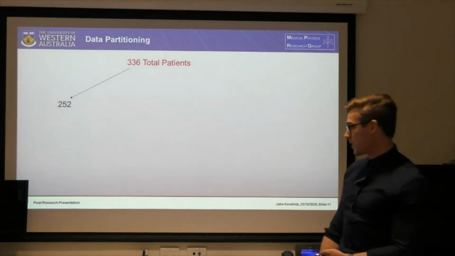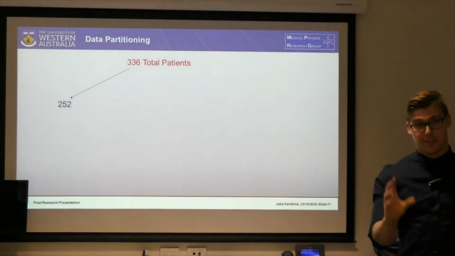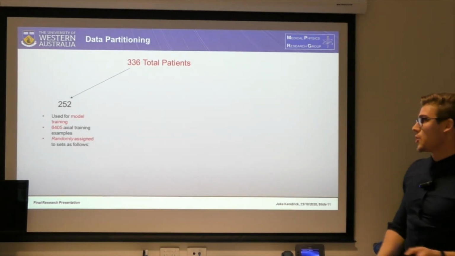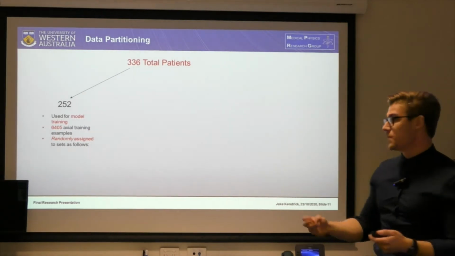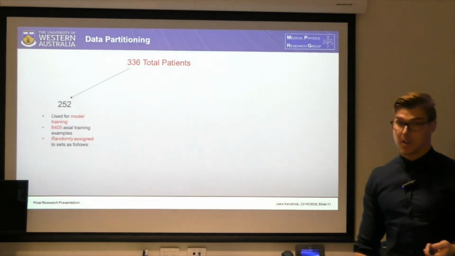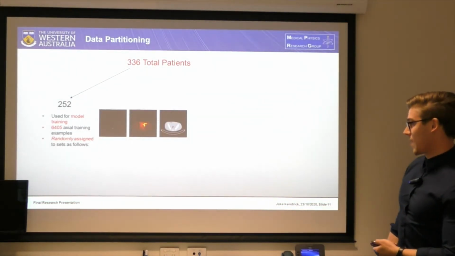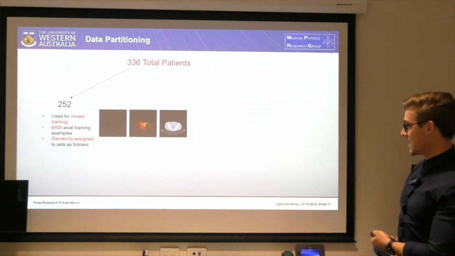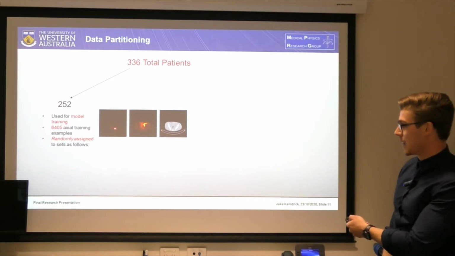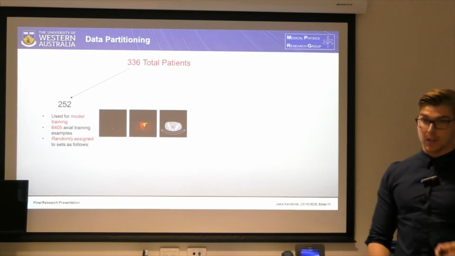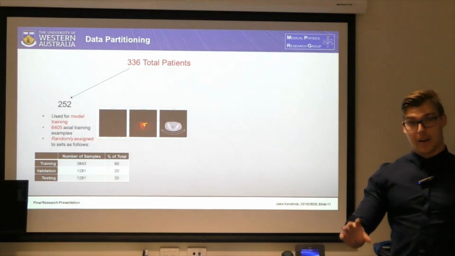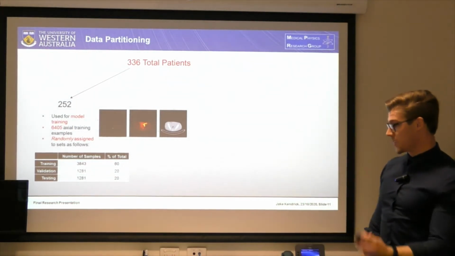In terms of partitioning the data then, of the 336 total patients, 252 of them were available from the beginning of the research, and they were used for training the model. So that gave us 6,405 axial training examples, somewhat like you see on the screen there. So it was comprised of a patient CT image, a PET image, and then a binary segmentation mask indicating where in that image the lesion was actually located. We use this to train the model. So they were randomly assigned to a training, validation, and testing set in a 60-20-20 split.